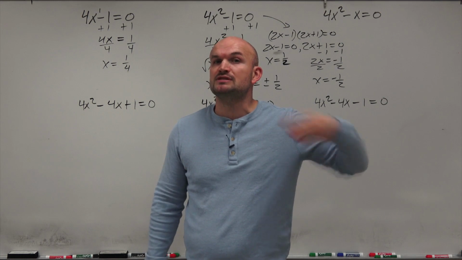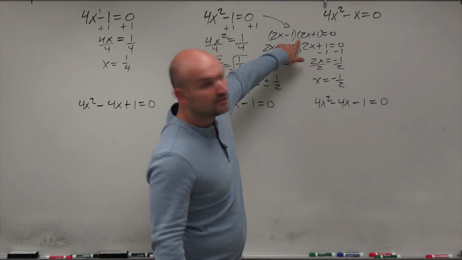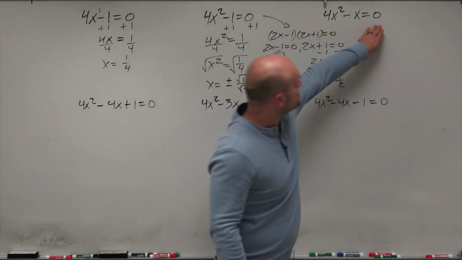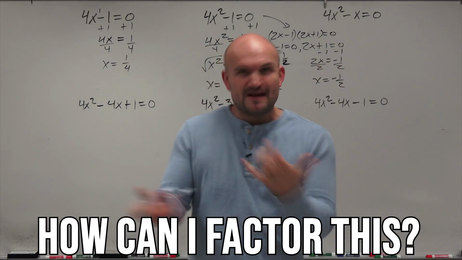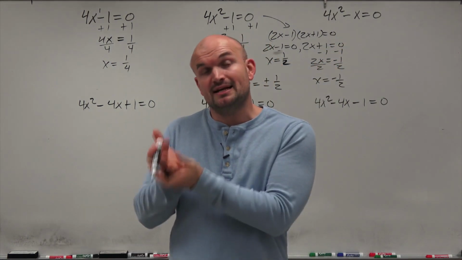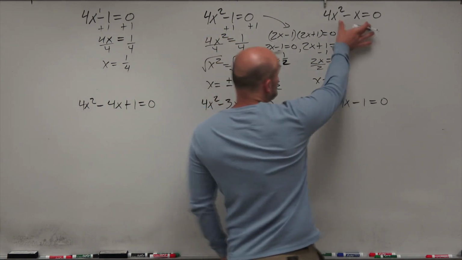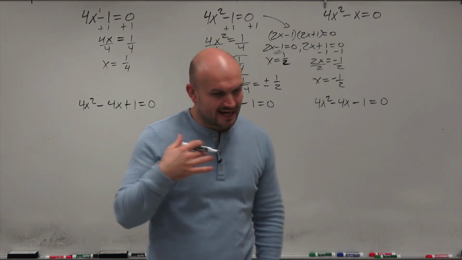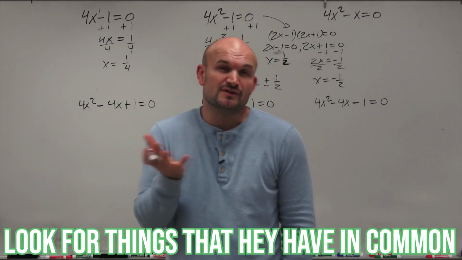So again, what we're going to want to do is look to factoring. Just like I did over here with the difference of 2 squares, what I want to do in this case is say, all right, how can I factor this? And basically factoring is just rewriting an expression as a product. A lot of times you can think about that as just dividing out a common term. Look for things that they have in common.